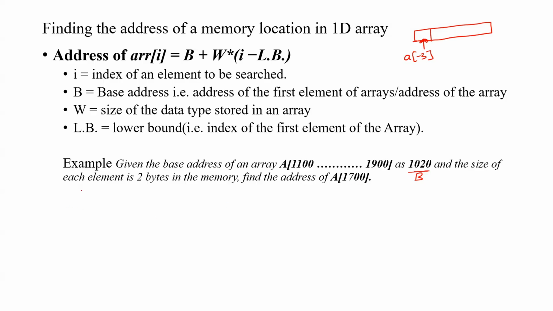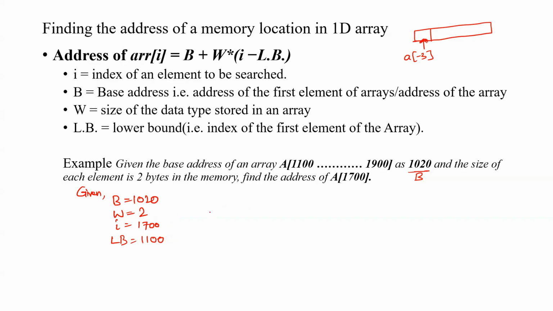So here we will write all the given information in our question. B is given as 1020. Next, W is given as 2 bytes. Then I is 1700 because we want to find the address of A of 1700. And the lower bound which is given in the array is 1100. So all the information is given to us.